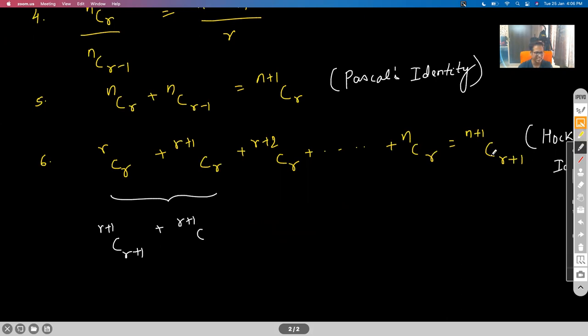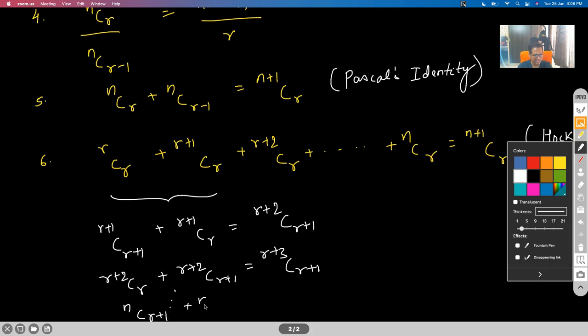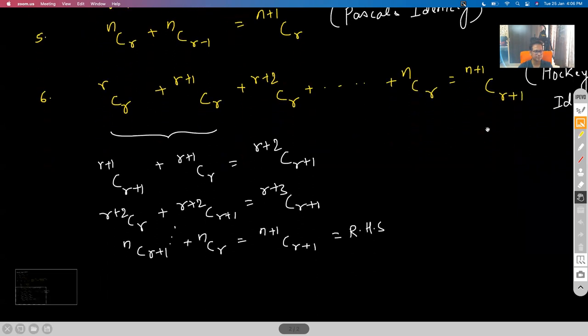I'll be rewriting it again, not to worry. So this will give you (r plus 2)C(r plus 1). Then (r plus 2)Cr and (r plus 2)C(r plus 1) will actually give you (r plus 3)C(r plus 1). And this will continue till I reach nC(r plus 1) and nCr, which is your last term, that will be (n plus 1)C(r plus 1), which is your right hand side. Okay. So just keep it in your mind in case you need it anytime to solve a question.